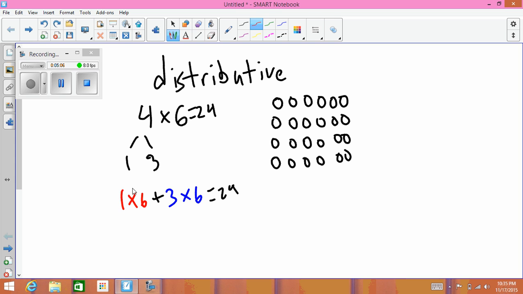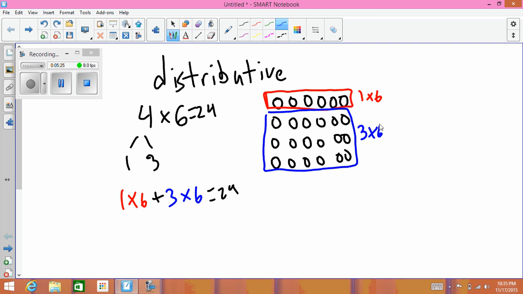Okay, so let's model this one on the array I built for 4 times 6. This would be one group of 6. And then this would be my 3 groups of 6. And to find my total product, I have to add these two sections together.